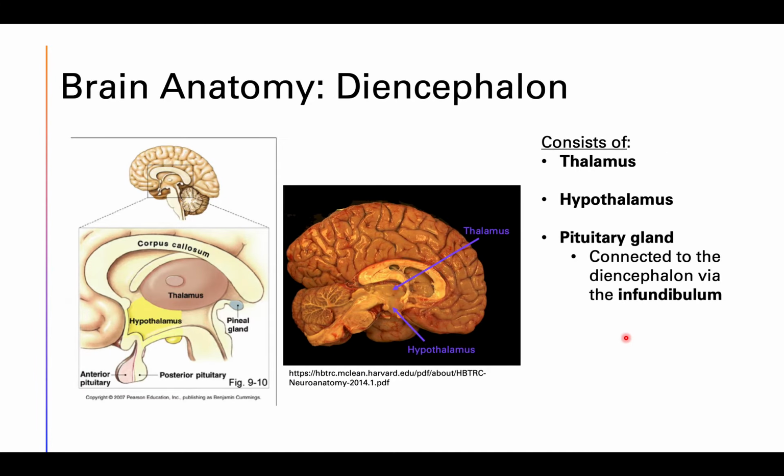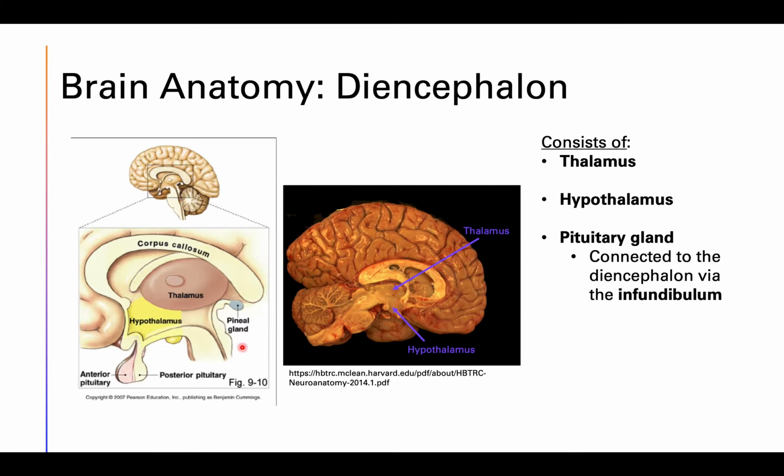Next up, I'll discuss the diencephalon, which is critically important in the brain for regulation of the body and endocrine function. The diencephalon consists of the thalamus, hypothalamus, and pituitary gland, which is connected to the diencephalon via the infundibulum.